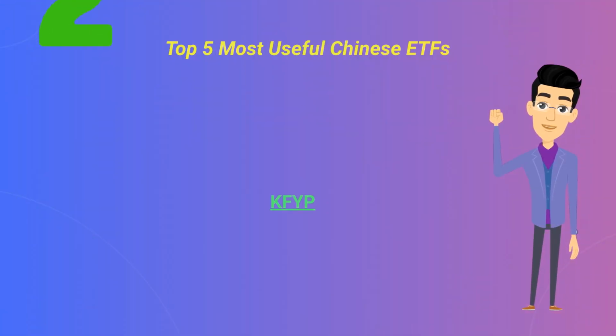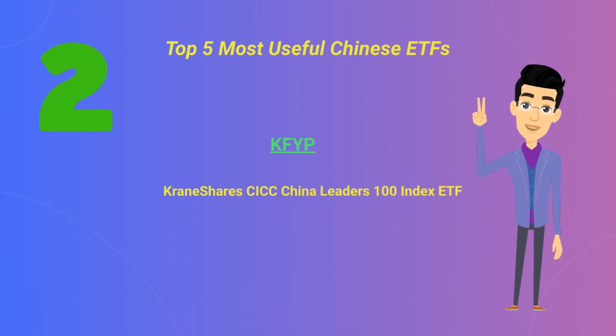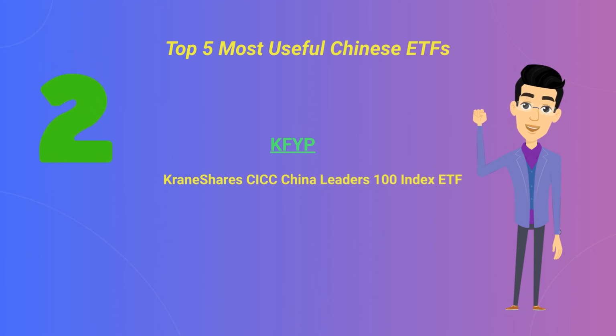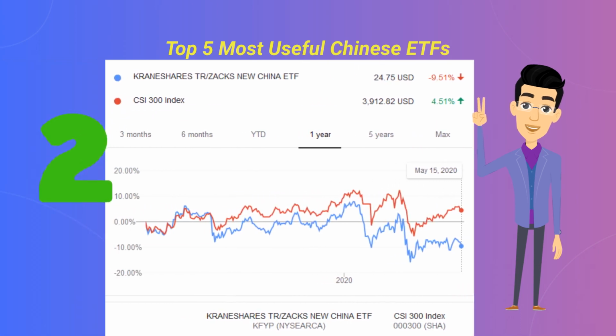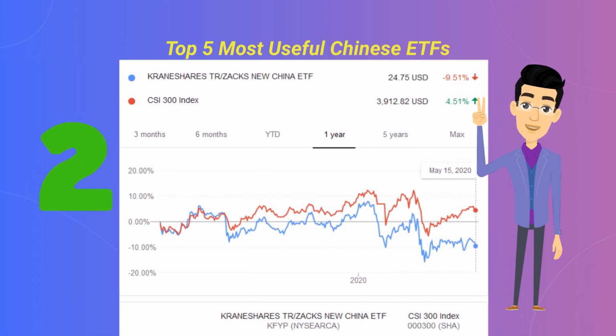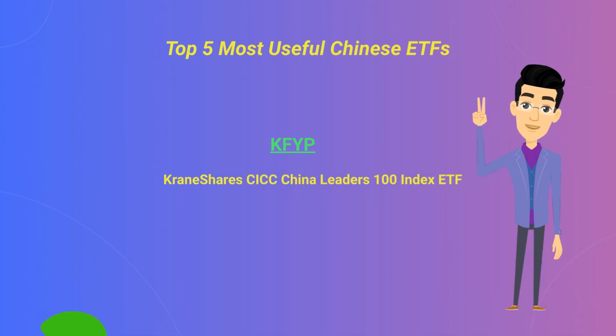Number 2. KFYP. CraneShares CITC China Leaders 100 Index ETF, which tracks the CITC Select 100 Index and takes a smart beta approach to systematically invest in Chinese mainland companies. One can find more about this ETF at the CraneShares homepage. The attractive feature of this ETF is its volatility, with both the Chinese and the US markets experiencing large swings recently. KFYP offers one of the lowest volatilities in our research universe.